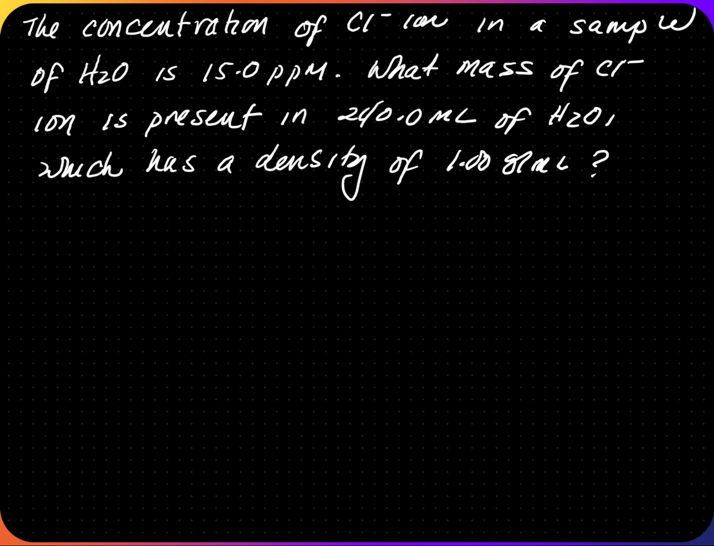Here we have a concentration of Cl- ion in a sample of water that is 15 parts per million. What is the mass of the chlorine ion present in 240 milliliters of water, which has a density of 1 gram per mL? So we know it's going to be the parts per million equation because that's what's given. So parts per million is going to be equal to mass of solute over the mass of solution, which I'm already going to substitute in because I don't know the mass of the total solution.